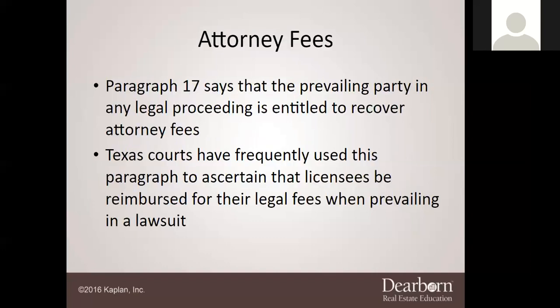Now, attorney's fees are going to be paragraph 17. It says that the prevailing party in any legal proceeding is entitled to recover their attorney's fees. Texas courts have frequently used this paragraph to assert that licensees be reimbursed for their legal fees when prevailing in a lawsuit. So here's the thing, guys and gals.